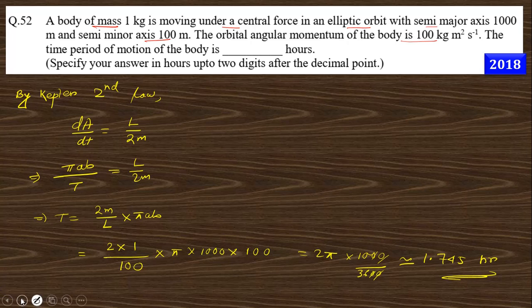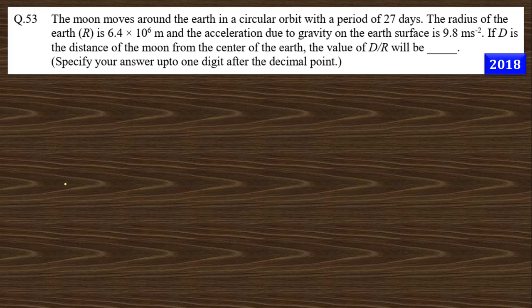Go to the next one. The moon moves around the earth in a circular orbit with the period of 27 days. The radius of the earth is given, and acceleration due to gravity is also given. If d is the distance of the moon from the earth's center, if this is the earth and the moon is here, this is the distance d, find the value of this.